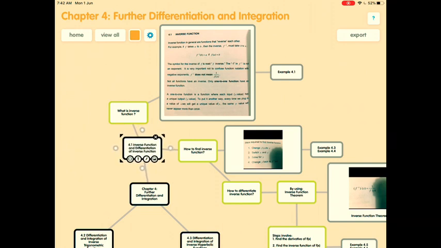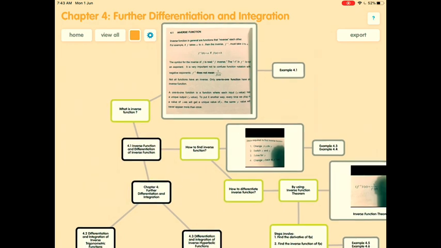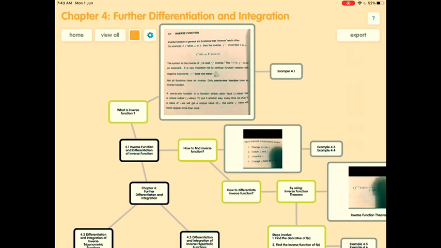Before I start, I just would like to remind you that this chapter is not going to pop out in your final examination. However, you still need to study this because this will be part of your individual assignment. Okay, so let's continue.